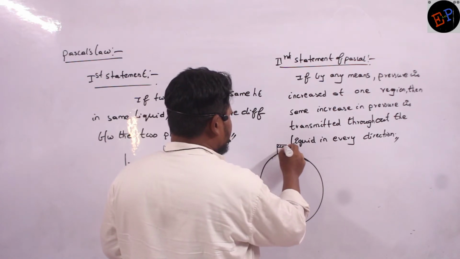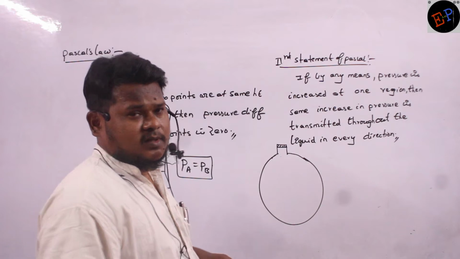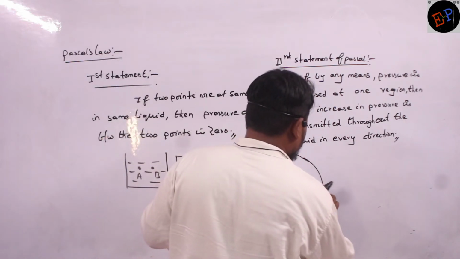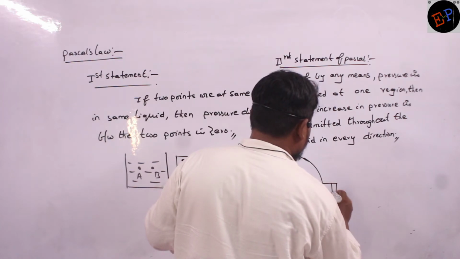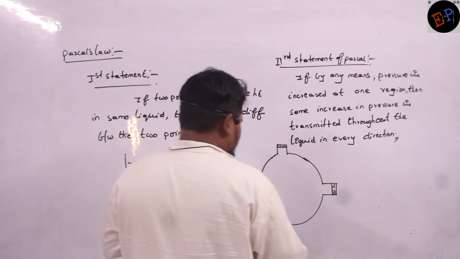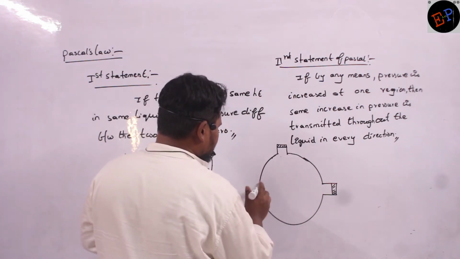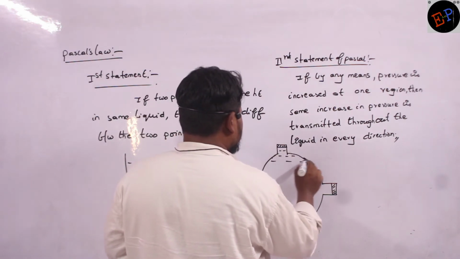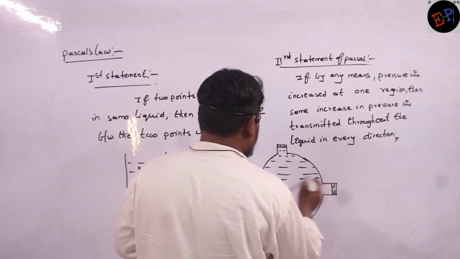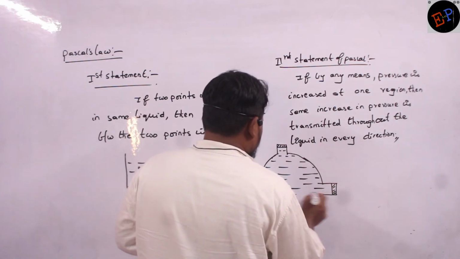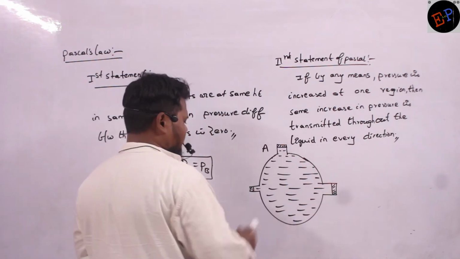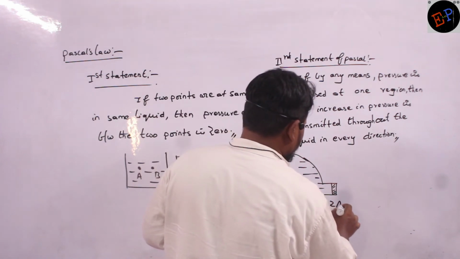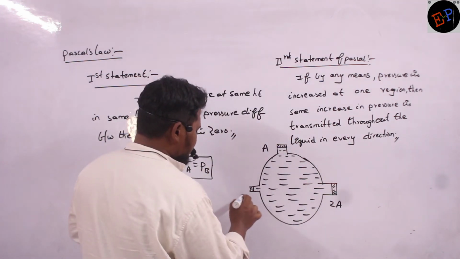A piston means a valve which can move up and down. Similarly, here we are fixing another piston. This is the second piston. And here we are fixing one more piston, so this is piston number 3. And this whole tank is filled with some liquid, say water. Each piston has a different surface area. The surface area of the first piston is A, the surface area of the second piston is 2A, and the surface area of the third piston is A by 2.